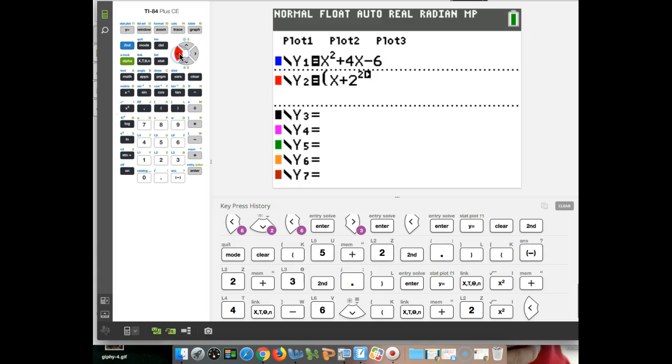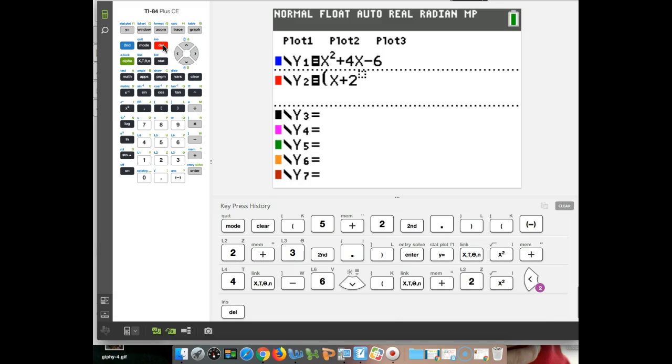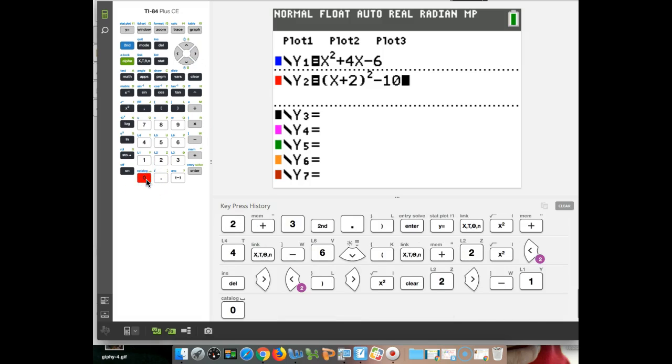Oh, forgot my parentheses. Hold on. Oh, I'm just messing. I'm just going to start over. Oh, there we go. Is everybody okay? That took a while. All right, so now I'm going to hit graph.